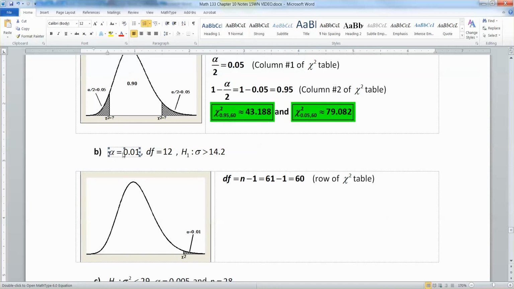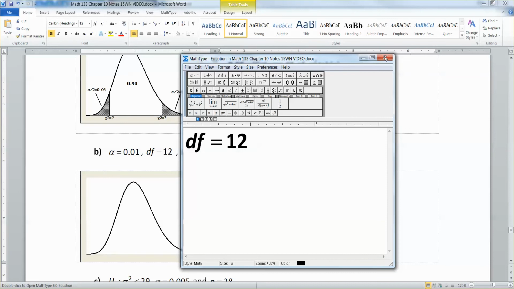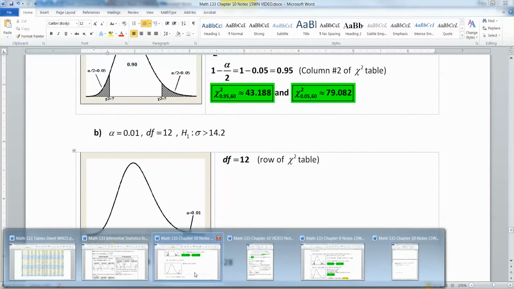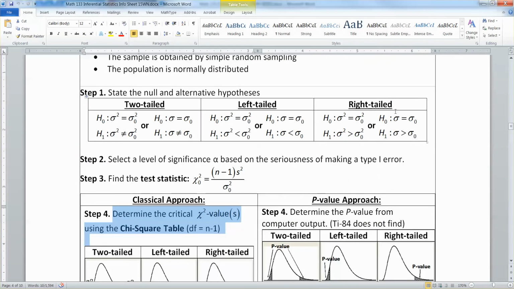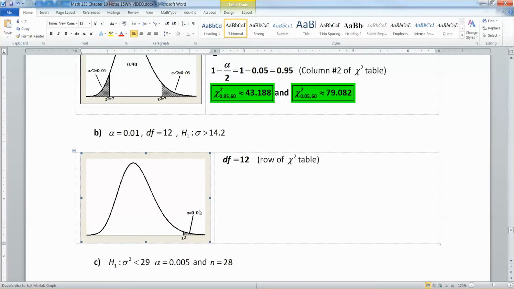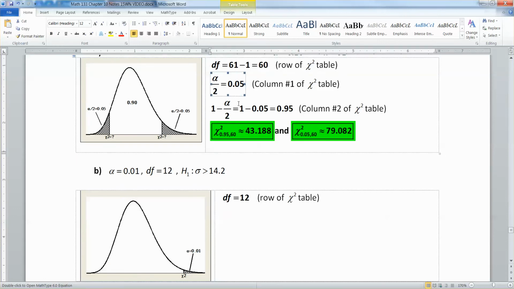Well, let's see. We have alpha's 0.01. This one's kind of nice. They gave us the degrees of freedom. So they tell us that it's 12 right off the bat. No need to subtract or anything. Then they tell us that sigma is greater than 14.2. So that means that we're looking at sigma greater than something, which would be a right-tailed test. So we need to look at the right-tailed picture that uses alpha. So alpha's in the right tail over here. So this is 0.01, that's alpha. And I'm looking for that chi-square value. So I definitely need to have the 0.01 column for the table.